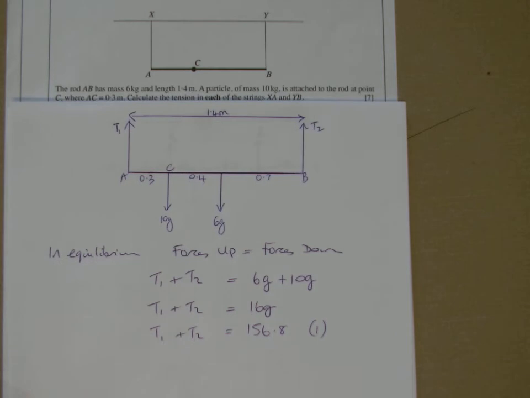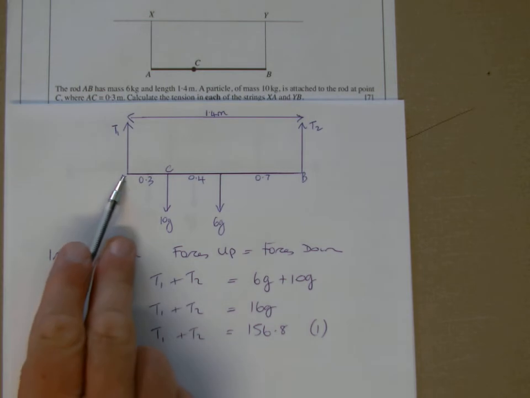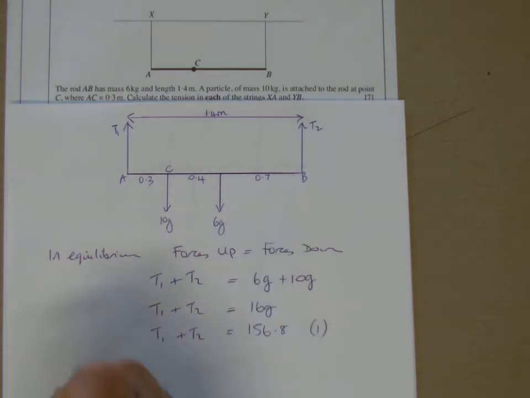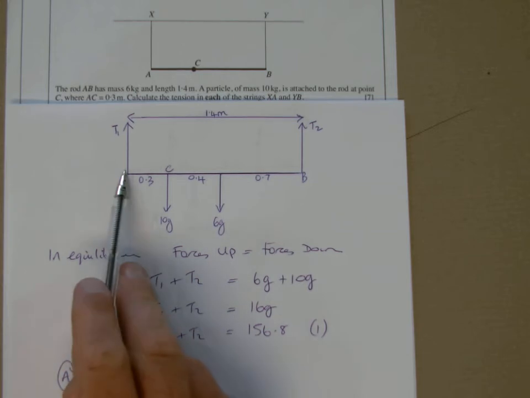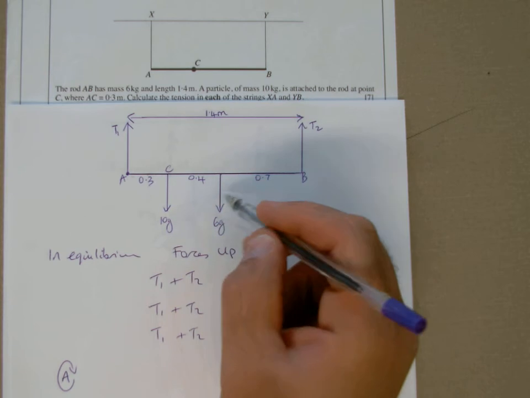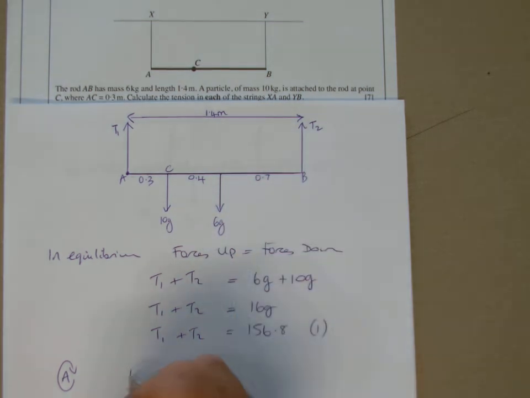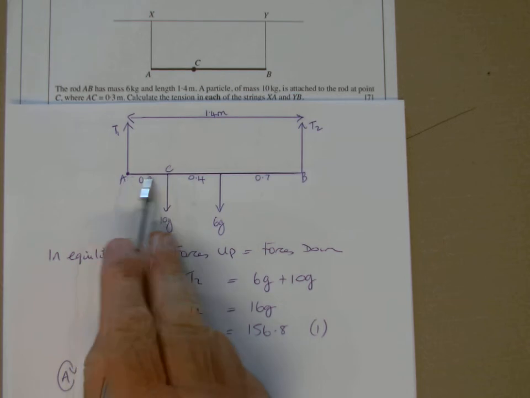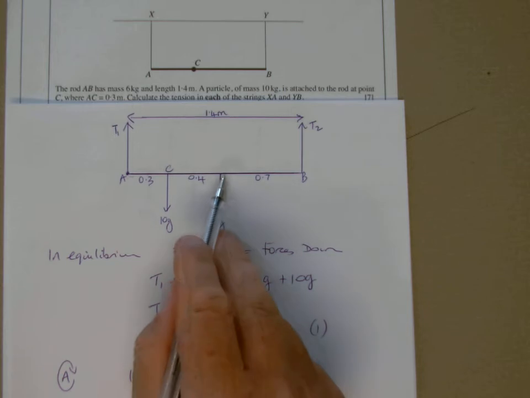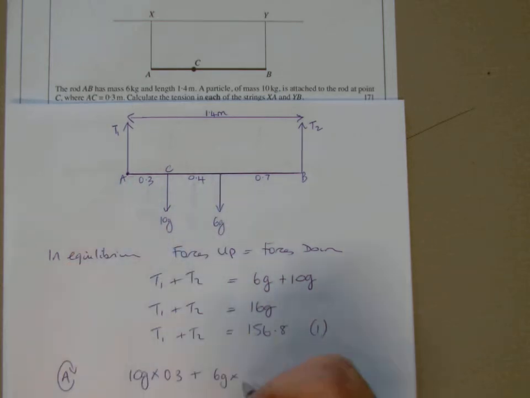To get equation 2, because I've got an equation here with two unknowns, haven't I? I could take moments, maybe about a point where one of the tensions goes through. So I could take moments about A, or I could take moments about B, all right? So if I take moments about A, of course, T1 has no effect through A in terms of the moments. The clockwise moments, well, these would be going clockwise, wouldn't they? The 10G and the 6G. So I'll have 10G times the distance there, which is 0.3, plus the 6G times the perpendicular distance, which is 0.7 when you combine them.